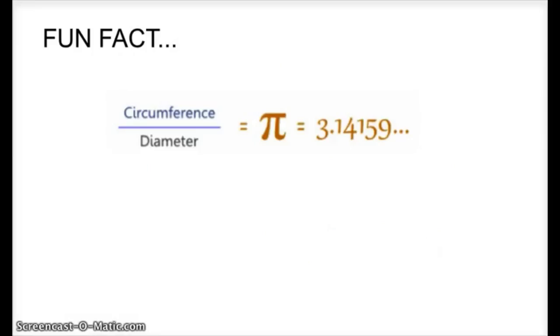Here's a fun fact for you. If you want to check your answer, or where pi comes from, pi comes from taking the circumference of your circle, dividing it by the diameter, and then you're going to get 3.14159 on and on and on. So if you want to check your answer, you can always take your circumference divided by your diameter, and you should get pi.